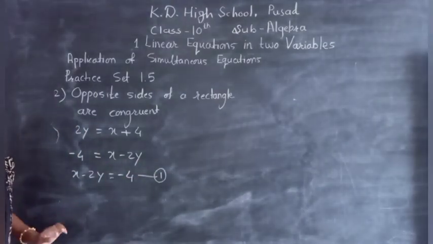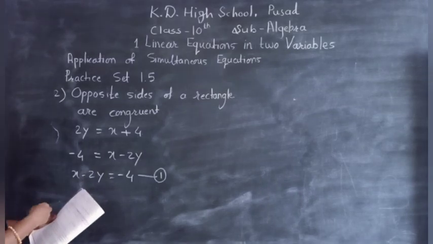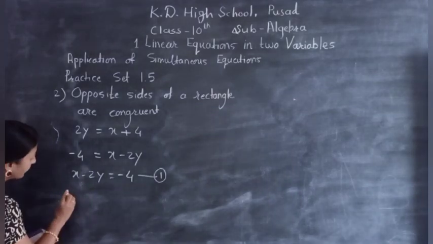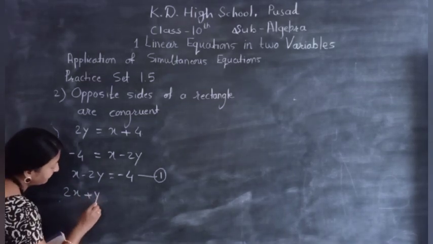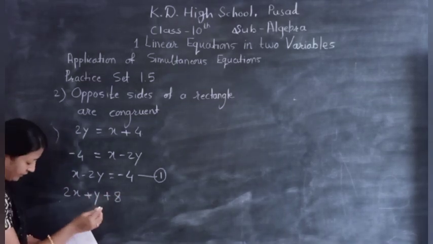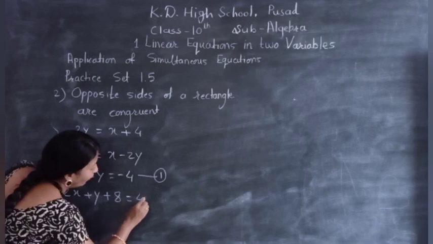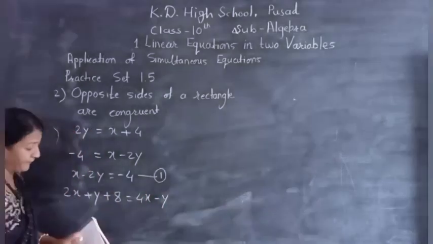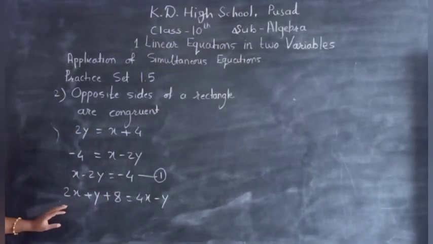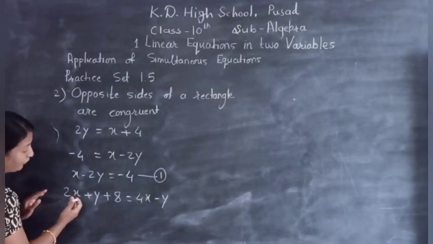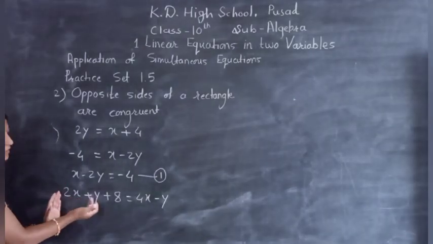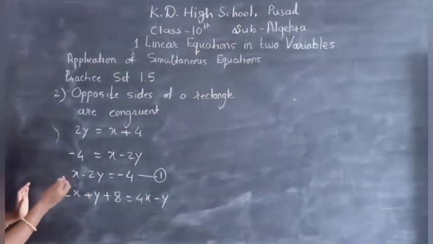Now secondly, another pair of opposite sides is given. 2x plus y plus 8 is equal to 4x minus y. Now again simplify, variables on one side and constants on the other side. So we transfer this 2x term to the right side. So what we get here?